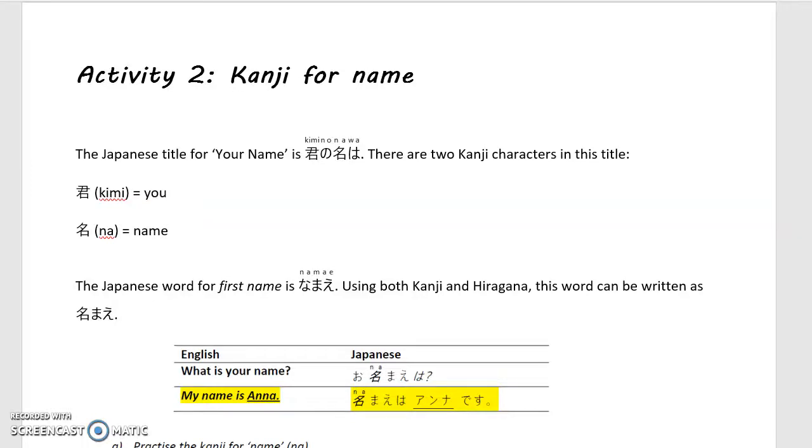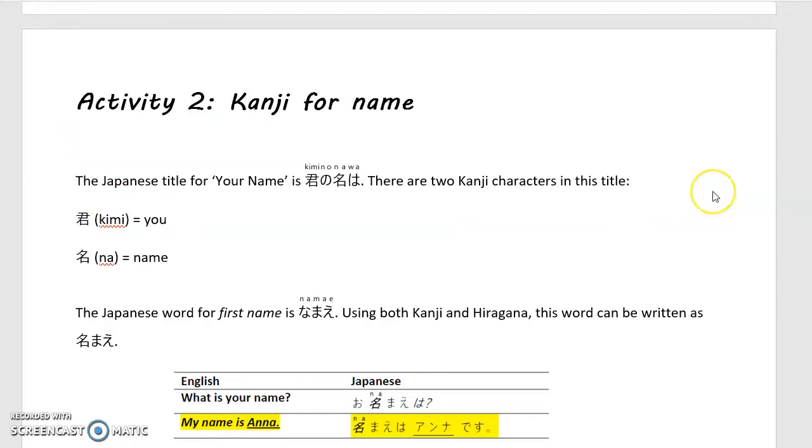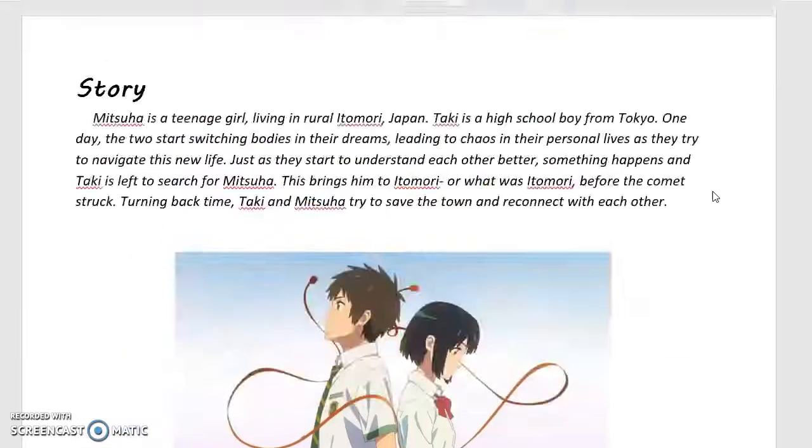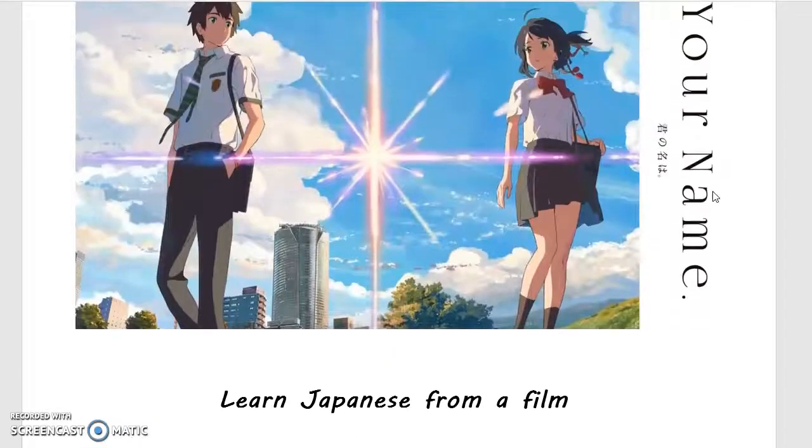Hi, minasan, let's work on activity 2. Hopefully you've got that page in your booklet. Maybe you've already had a go. But if you haven't read this part, the Japanese title for your name is Kimi no na wa. If you turn to the front page of your booklet, you'll actually see that it is written on the side in Japanese, on the right, next to the English: Kimi no na wa.